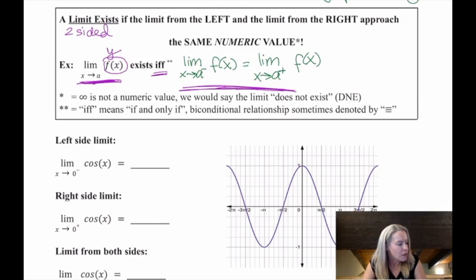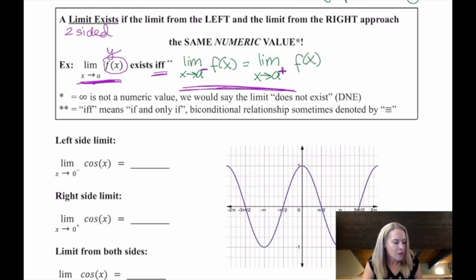So the two-sided limit as x approaches some real number a of the f(x) function exists if and only if both of the sides approach the same numeric value. You'll notice I have limit as x approaches a with a little minus sign. That means from the left. And over here, the limit as x approaches that same number a, but with a plus sign. That means coming in from the right, or the positive side of the x-axis.